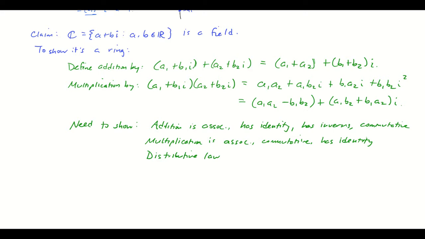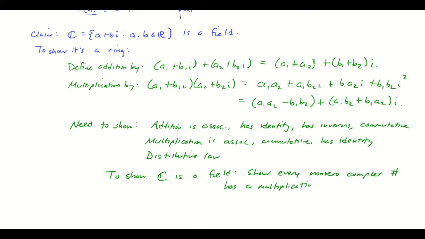And finally, if we want to show that C is a field, we would show every non-zero complex number has a multiplicative inverse. And I think that rather than regale you with the proofs of all these facts, that addition is associative, commutative, that multiplication is associative and commutative, I'll briefly mention that the identity for this ring is 0 + 0i. You can verify that adding that according to our definition to any complex number gives the same complex number.